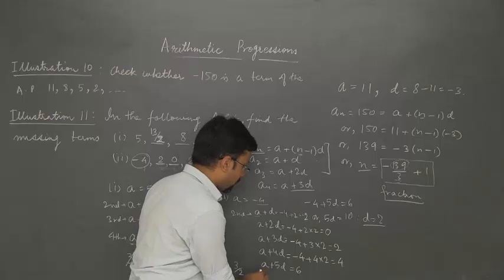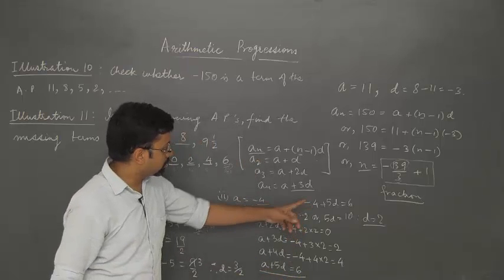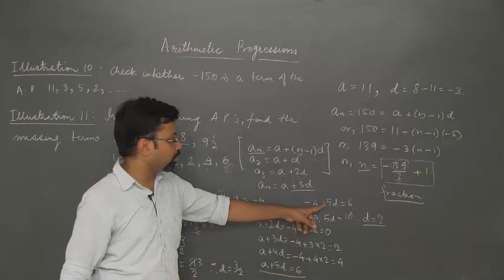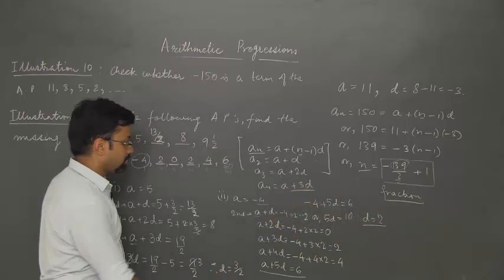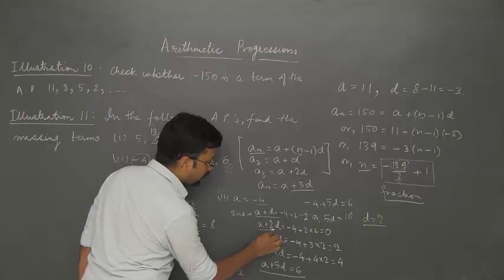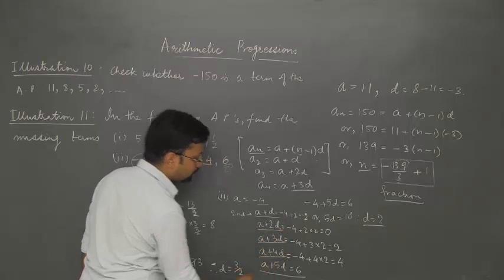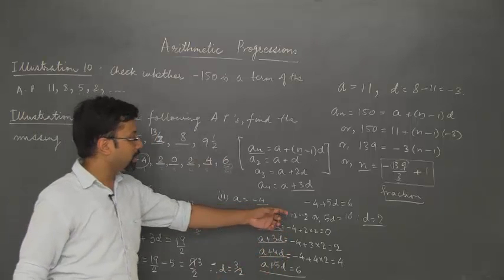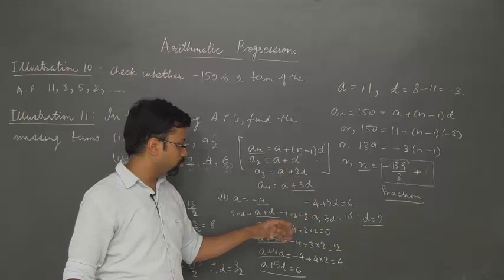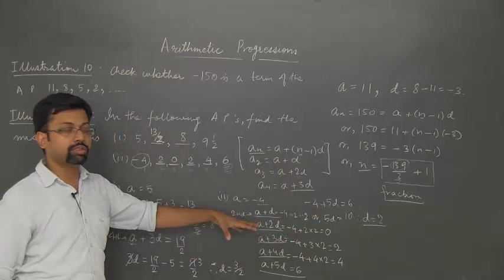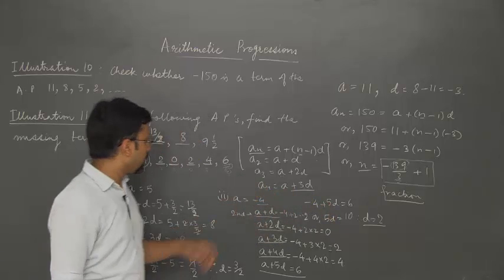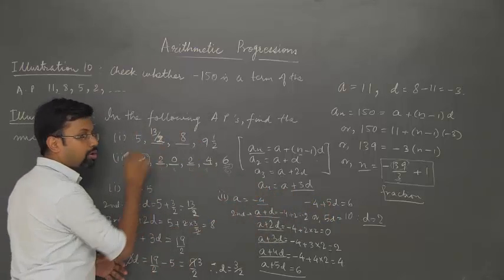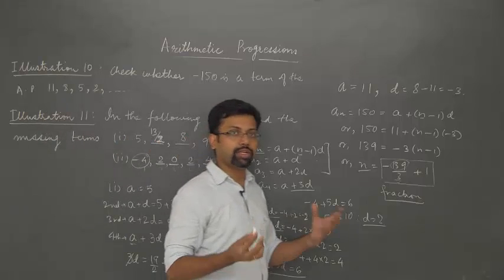Now when we have a plus 5d equal to 6, we substitute the value of a as minus 4 to obtain the value of d. d comes out to be 2. Since d comes out to be 2, we can calculate all the other terms that we need. A plus d will be minus 4 plus 2, which is equal to minus 2. A plus 2d, which is the third term, will be minus 4 plus 2 into 2, that's 0. And we are able to find out all the remaining terms that we need to find out.